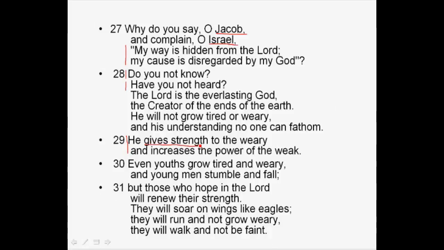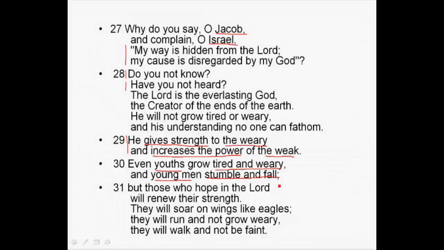He gives strength to whom? To the weary or the tired. He increases the power of whom? Of the weak. "Even youths grow tired and weary, and young men stumble and fall." Even the repetition here of youths and young men growing tired and weary, stumbling and falling, that parallel structure there.